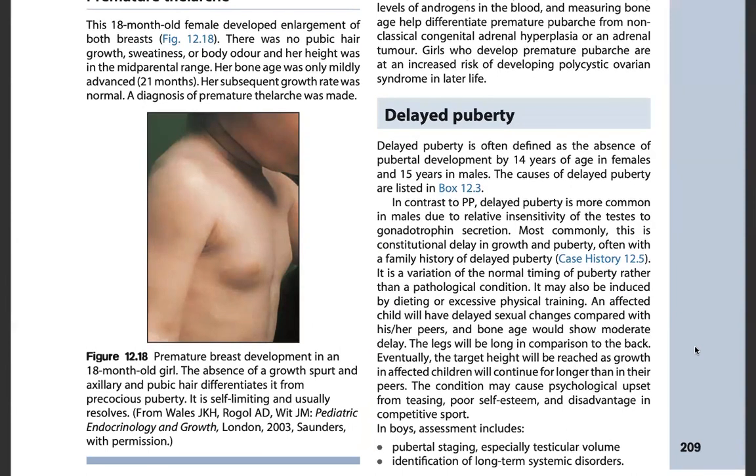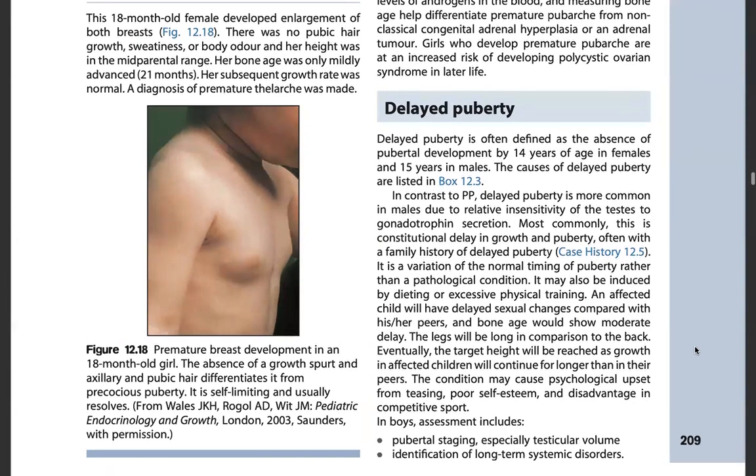Delayed puberty is often defined as absence of pubertal development by 14 years of age in females and 15 years in males. The causes of delayed puberty are listed in box 12.3. In contrast to precocious puberty, delayed puberty is more common in males due to relative insensitivity to testosterone and gonadotrophin secretion. Most commonly, this is constitutional delay in growth and puberty, often with a family history of delayed puberty. It is a variation of normal timing of puberty rather than a pathological condition.